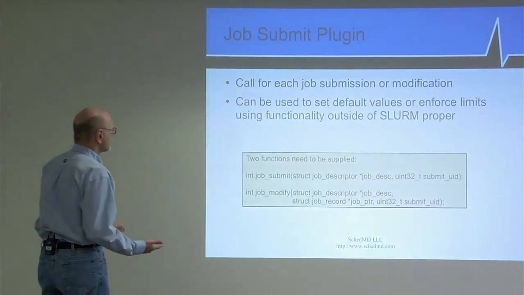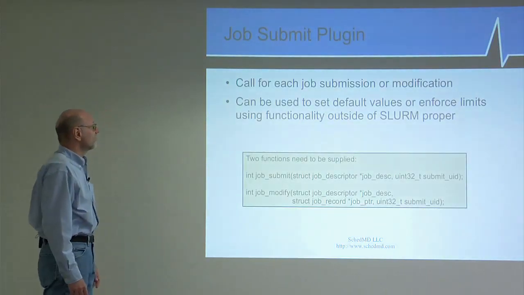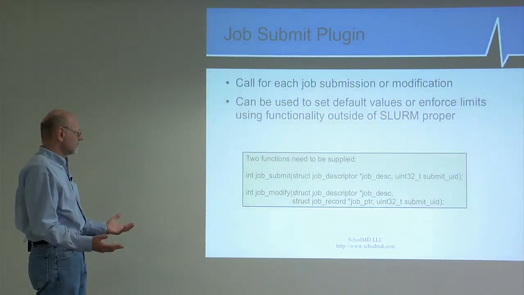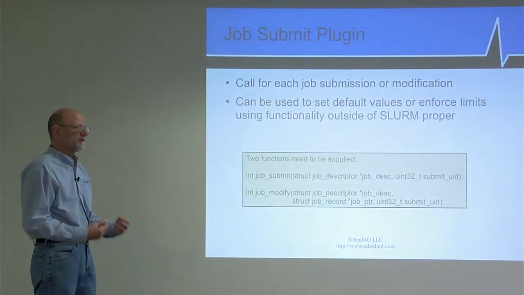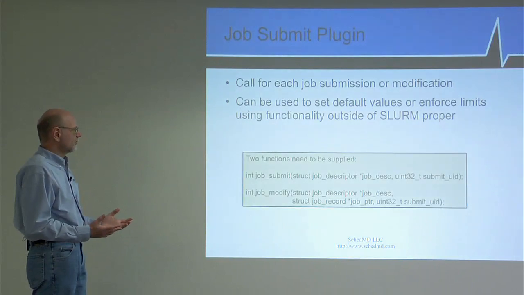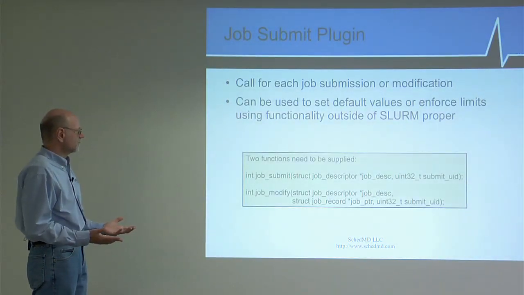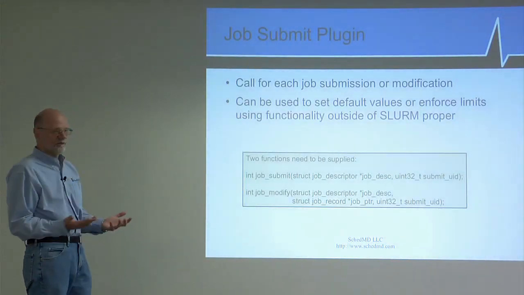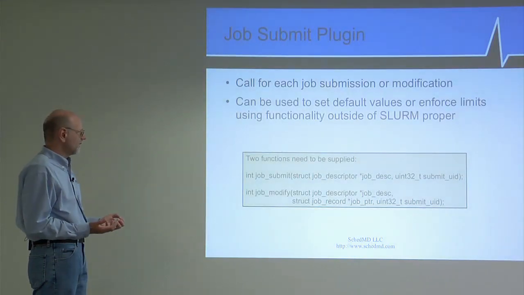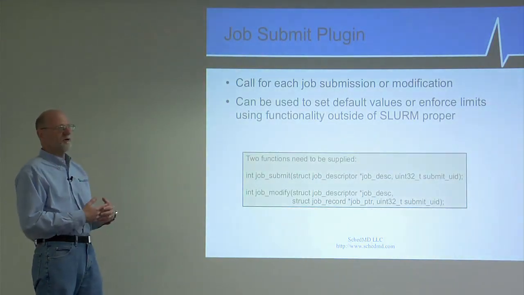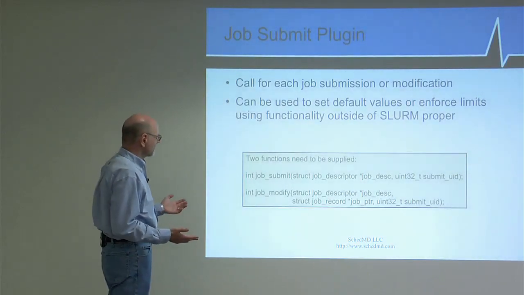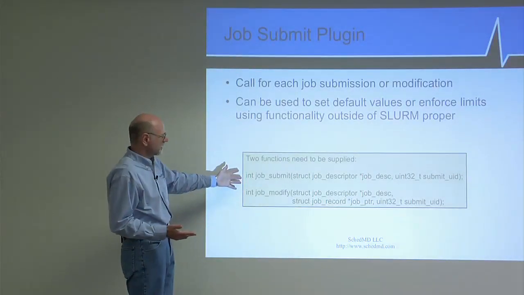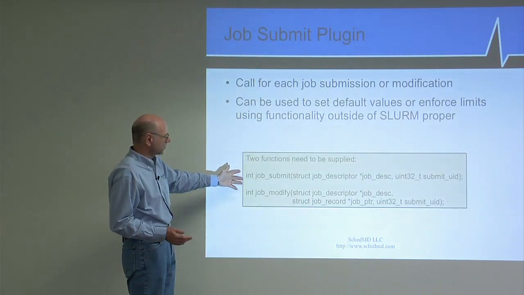Here's a more detailed description of one of the plugins. There's a job submit plugin. It's called whenever a request comes in to submit a new job or to modify a job. And this can be used to set default values or enforce various limits. Say you want to interact with another database or whatever. So this just gives you the information about what functions need to be supplied.